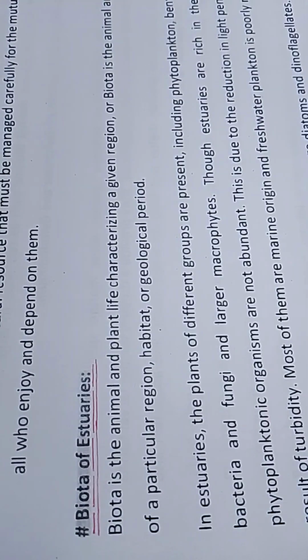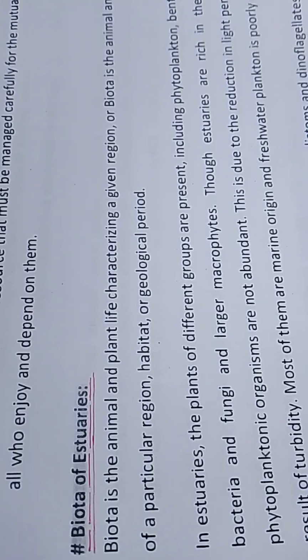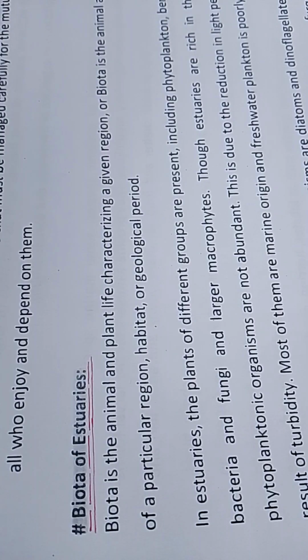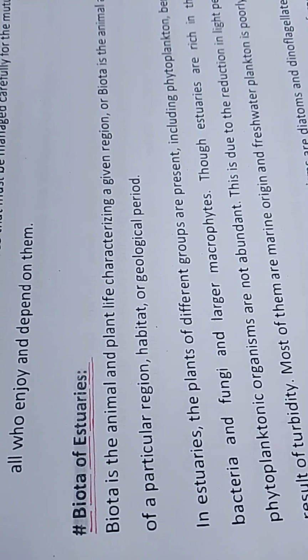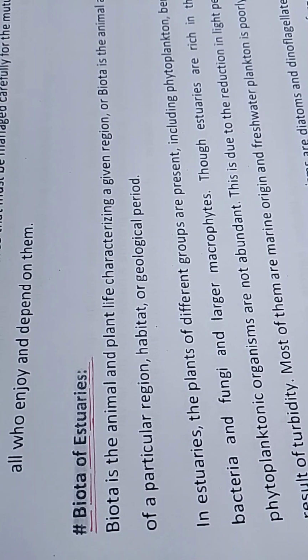Biota of estuaries. Biota is the animal and plant life characterized by a given region, habitat or geological period. In estuaries, plant and animal groups are present, including phytoplankton, benthic diatoms, bacteria, fungi, and larger macrophytes. Though estuaries are rich in nutrients, phytoplanktonic organisms are not abundant. This is due to reduction in light penetration as a result of turbidity.